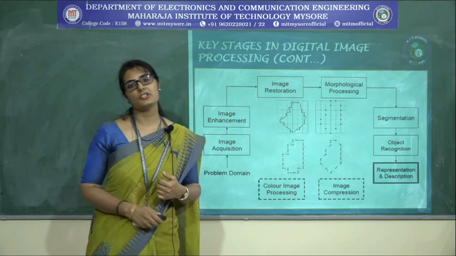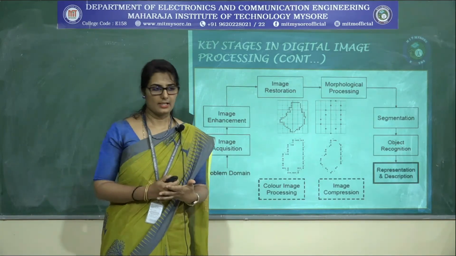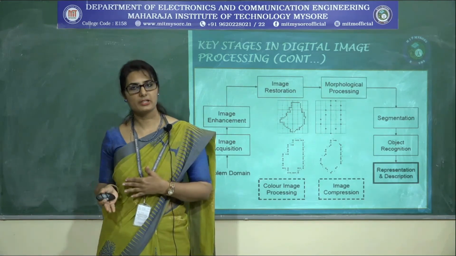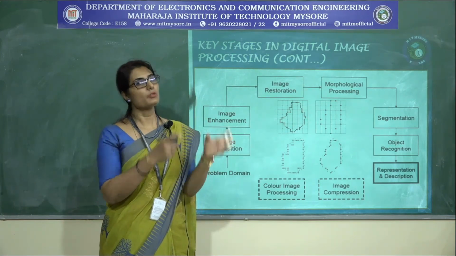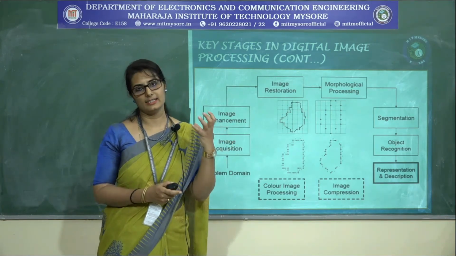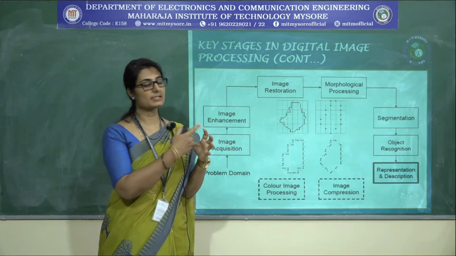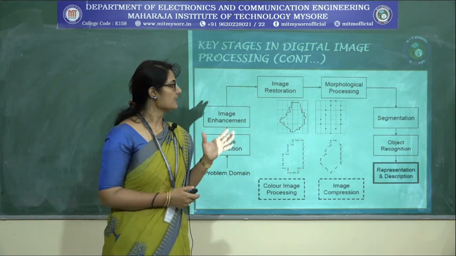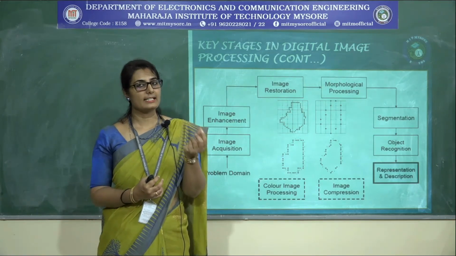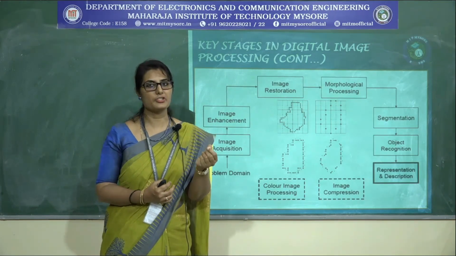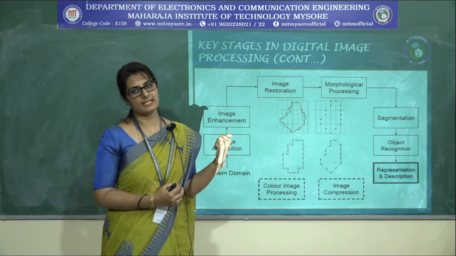Next is representation and description. There are two types of representation, that is boundary representation and region representation. If the raw pixel data constitutes the boundary of the object, we say that it is a boundary representation, and in this approach the focus is towards the shape of the object. The next is region representation, where if the raw pixel data is inside the region of the object, we say region representation.